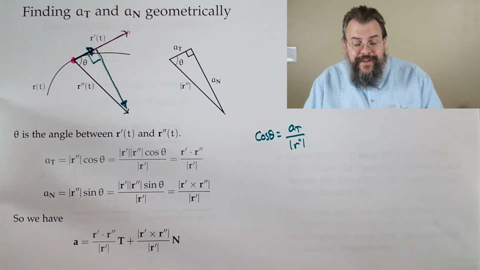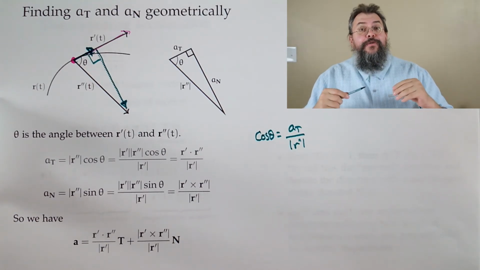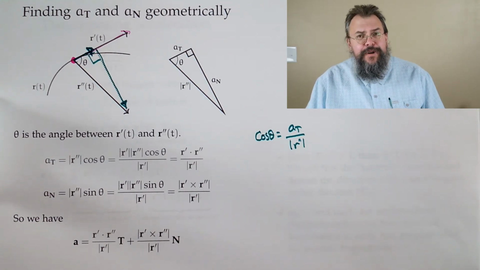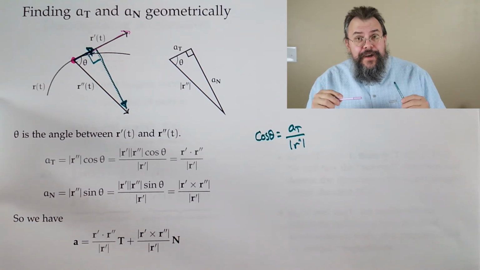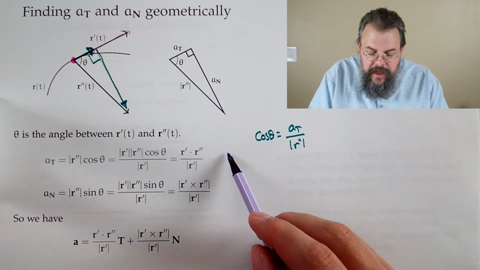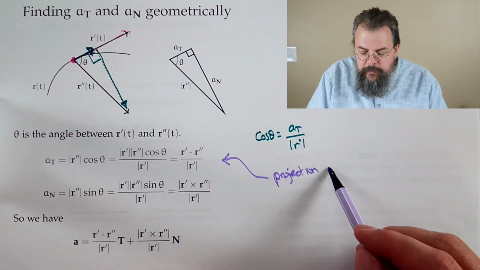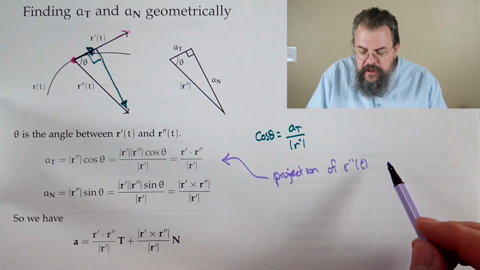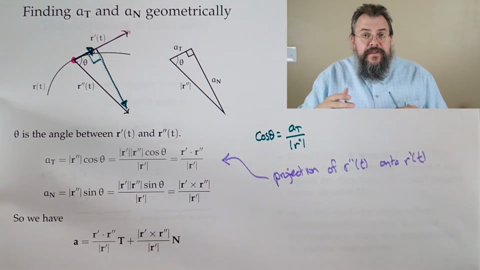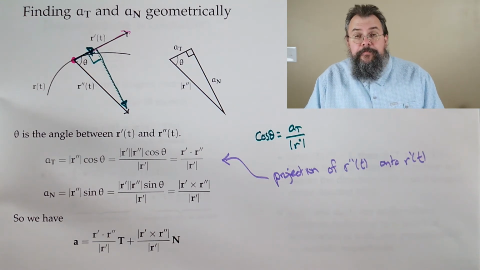Now, on a side note, you might say, this is sounding really familiar, insofar as it feels like projection. And that's because it's projection. You can think of what's happening is you can say, hey, this is really the projection of the acceleration, r double prime of t, onto r prime of t. Except instead of looking at the vector, we just say, look, all I care about is the magnitude, the scaling factor.